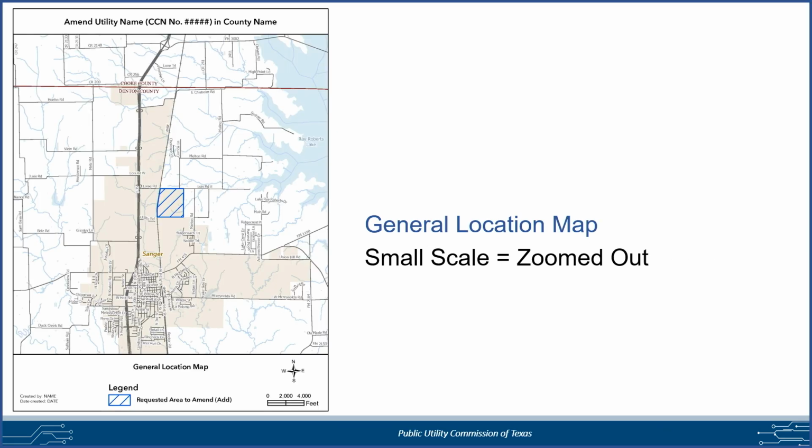So here's a quick example of a general location map, and this map example is available on a web page in that FAQ number 6 that I previously went over. And as you can see, this requested area, this blue hatching, is shown in reference to the nearest county line and town. And this is a good example to use that would meet the mapping requirements in a CCN amendment application. Obviously, some additional information will need to be updated depending on the utility name and the CCN number, but this would be a good example to use.